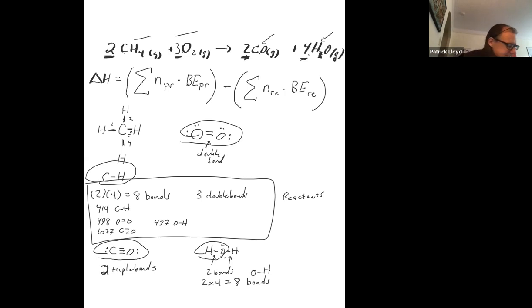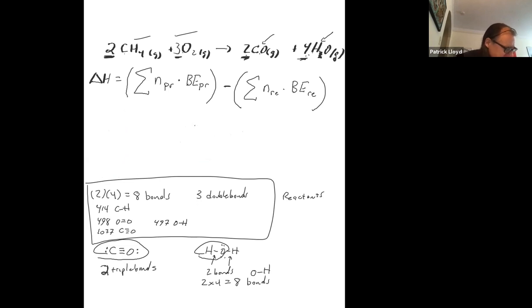Now, what I'm going to do is get rid of these Lewis structures here. I don't want to go to a new slide because I want you to be able to see what we're doing here. The number of moles times bond energy or bond enthalpy. So we've figured out how many CH bonds we have, which is 8. I'm sorry. We're doing products minus reactants, not reactants minus products. So the products are CO and H2O.